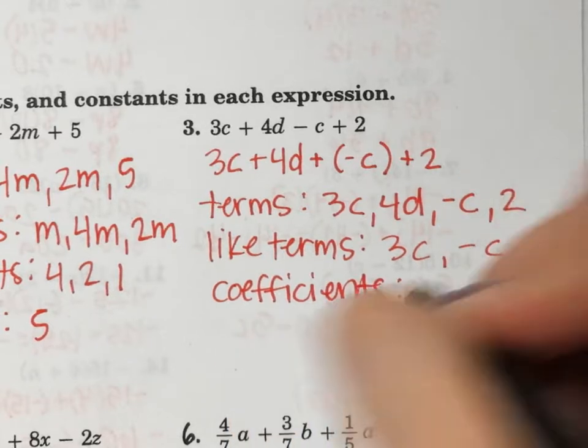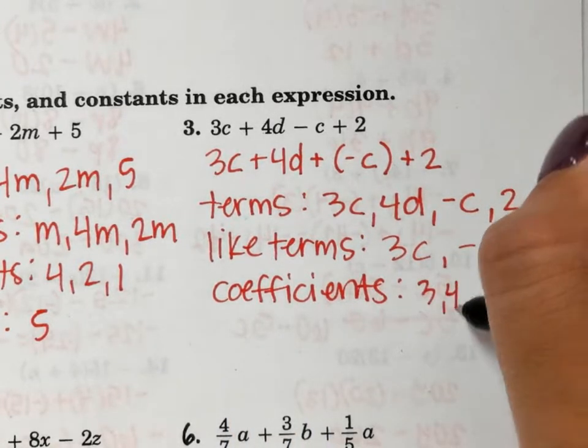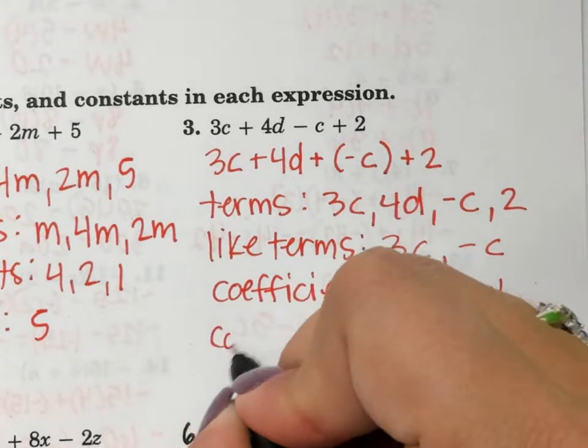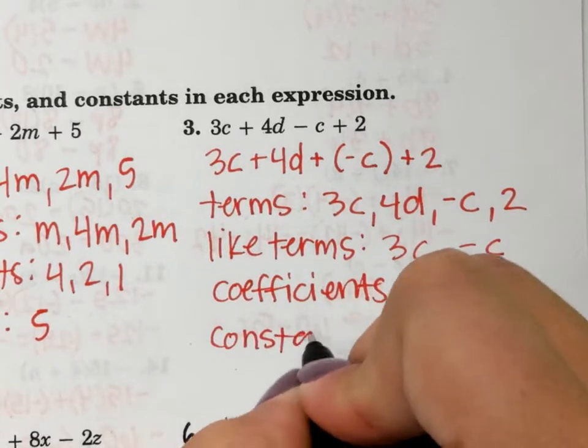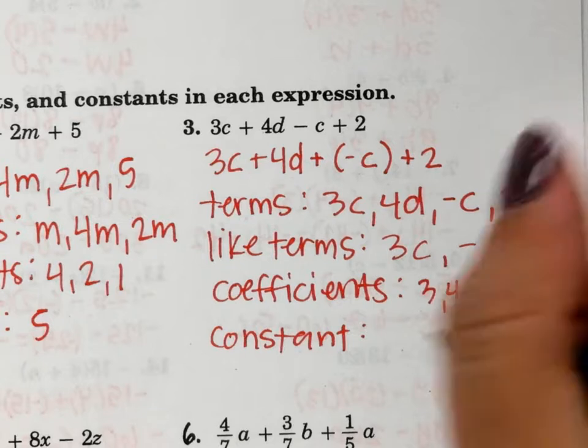What are my coefficients? 3, 4, and what type of one? Negative 1. Don't forget that negative out front. What about a constant? 2. 2. Good.